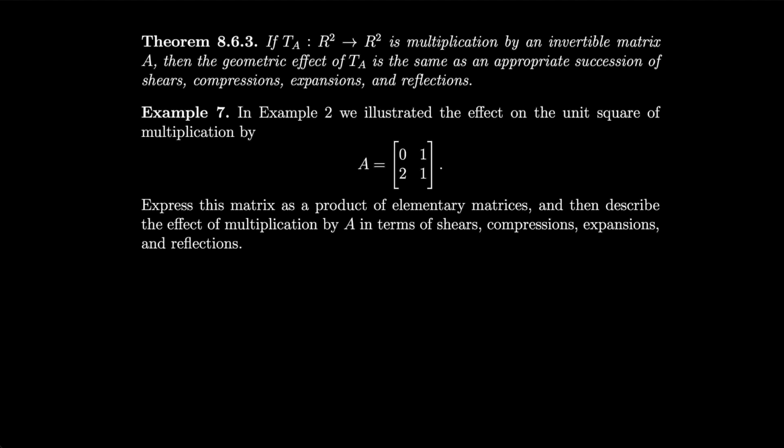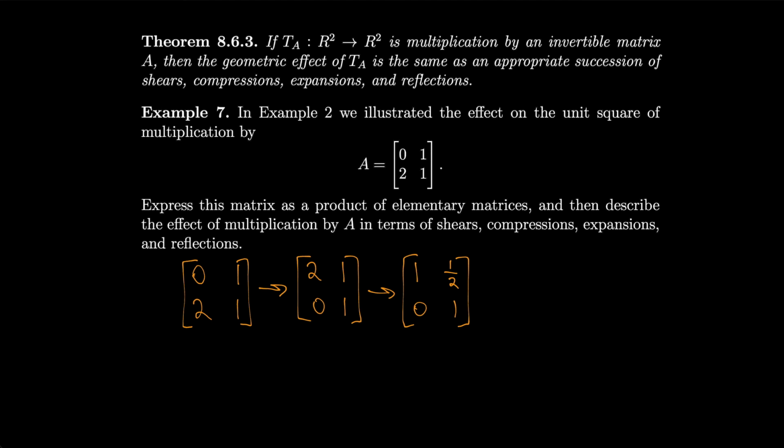So if we have 0, 1, 2, 1, then we want to get back to the identity. So we could swap the rows, get to 2, 1, 0, 1, and we can get a 1 in the first row by multiplying by a half, dividing by 2. So 1, 1/2, 0, 1. And then we would get to the identity by adding minus half of the second row to the first row. So we get 1, 0, 0, 1.